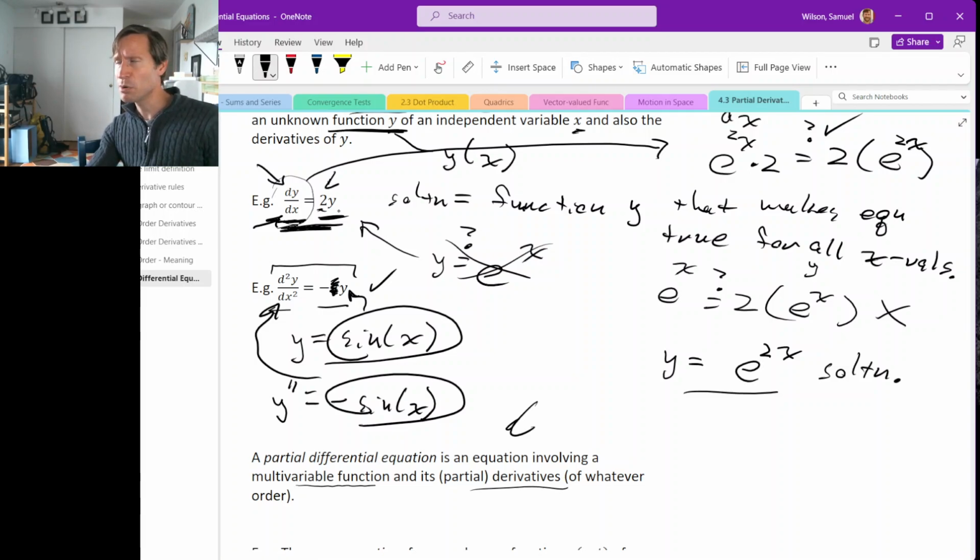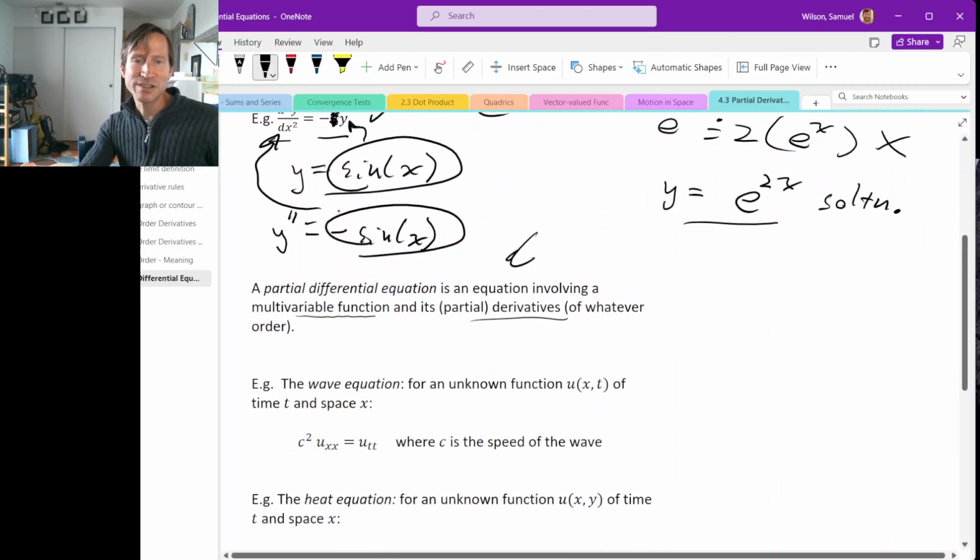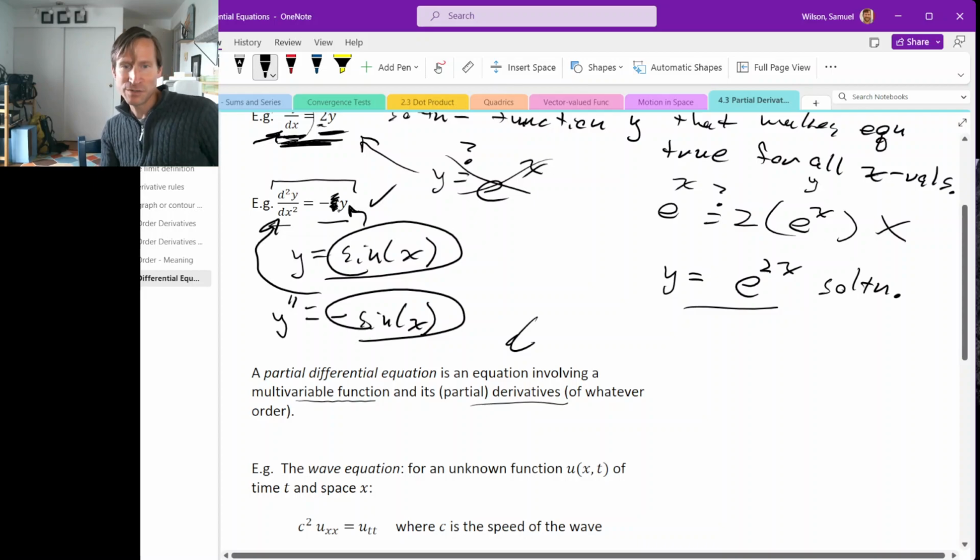Partial differential equations show up all the time in physical sciences because so many interesting quantities in physical sciences depend on your location and also on time. And so when you describe how things that are functions of space and time change, you end up with partial derivatives all over the place. And so you get partial differential equations. So here's one example, the wave equation.